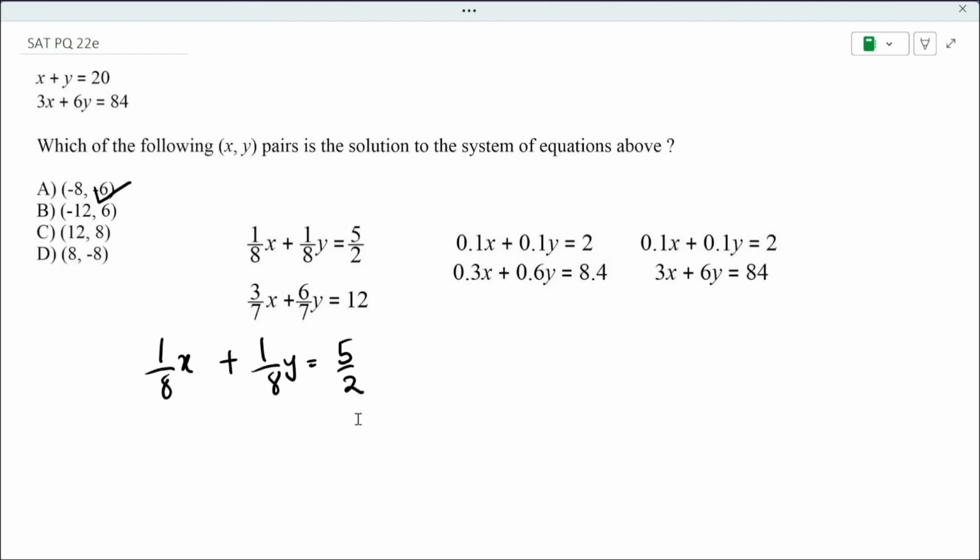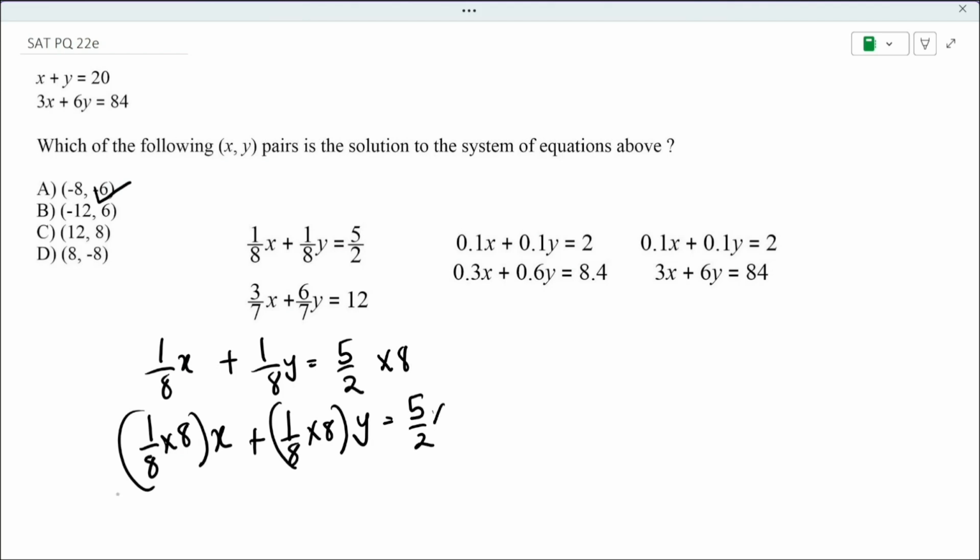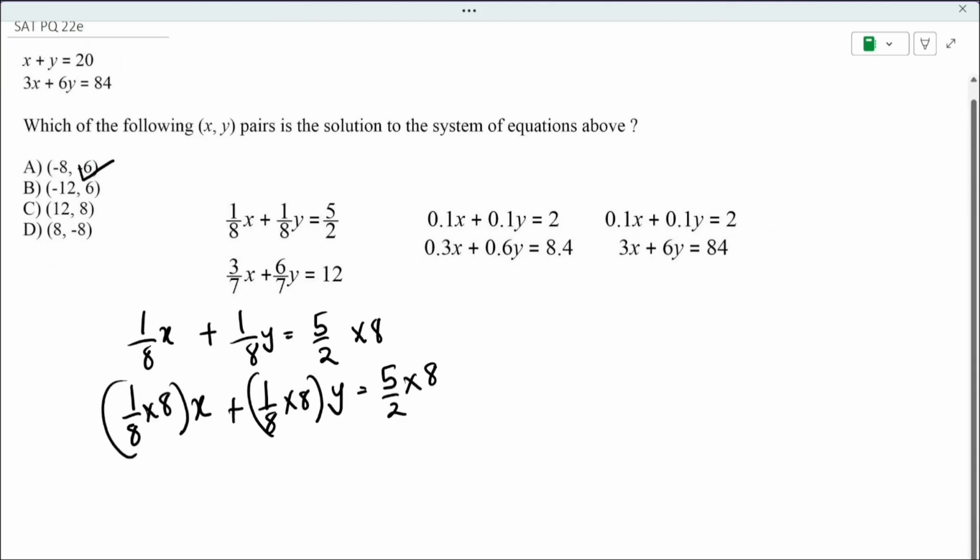That LCM, you multiply it by the equation. So you have times 8. So this times 8 would affect 1 over 8x, 1 over 8y, and 5 over 2. So we have 1 over 8 times 8, put in brackets, with the x, plus 1 over 8 times 8, you put in brackets, you have your y, equals 5 over 2 times 8. You can make this 8 over 1. The 8 would cancel the 8. You'll be left with 1.